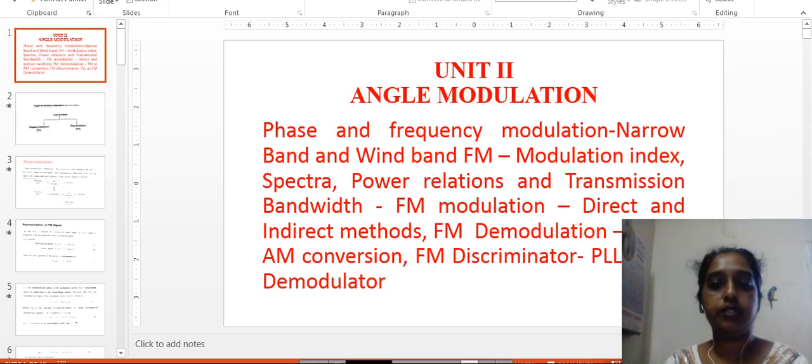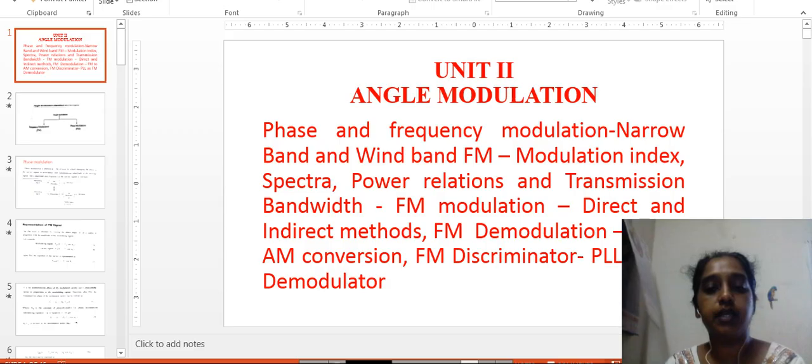Now we are going to see about the Unit 2 angle modulation. In the angle modulation, we cover phase and frequency modulation, narrowband and wideband FM, modulation index spectra, power relationships, transmission bandwidth, FM modulation, direct and indirect methods, and demodulation.